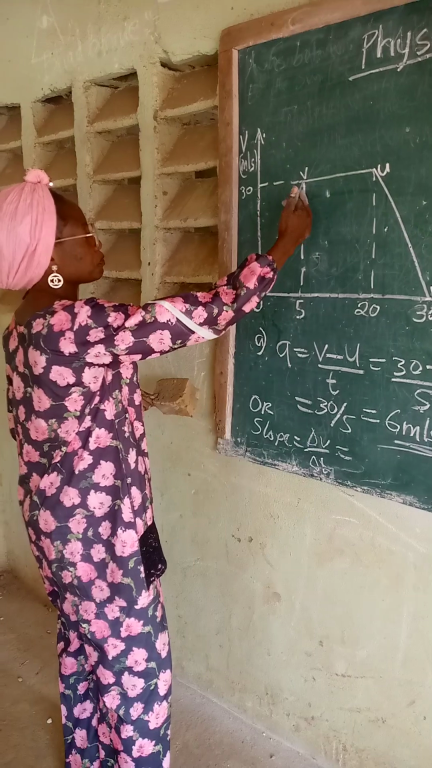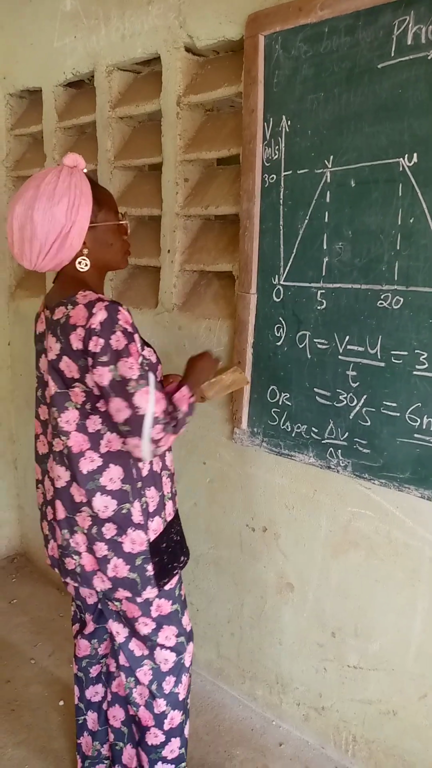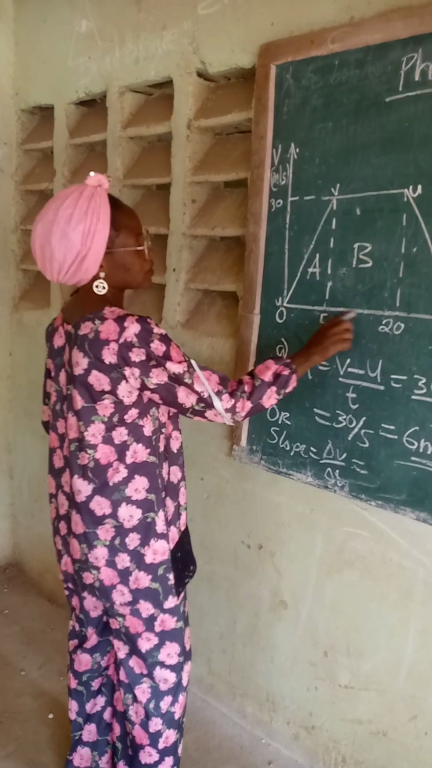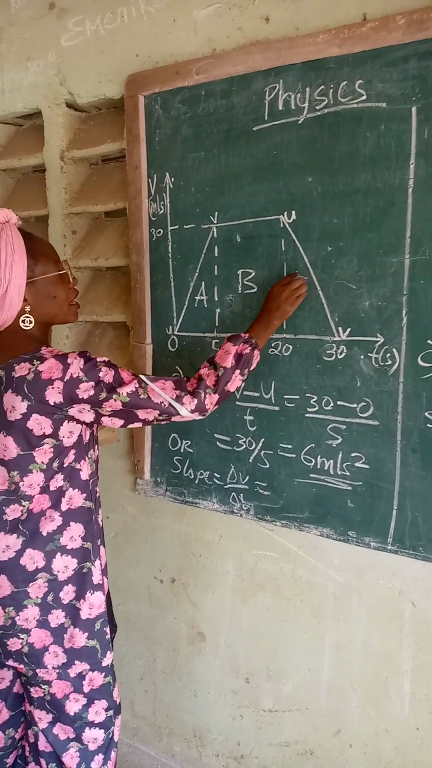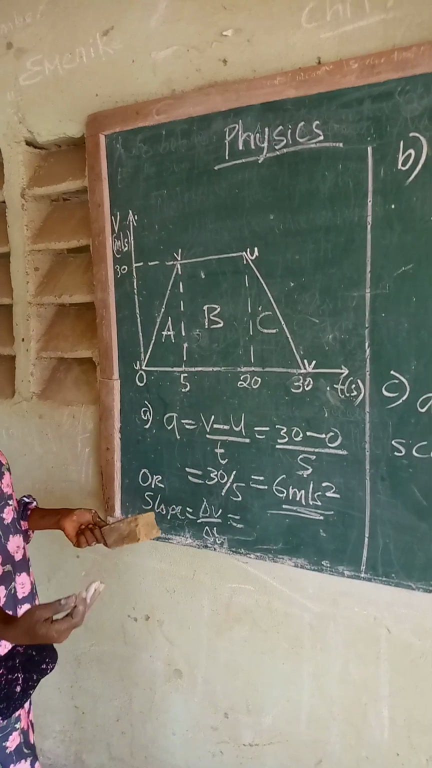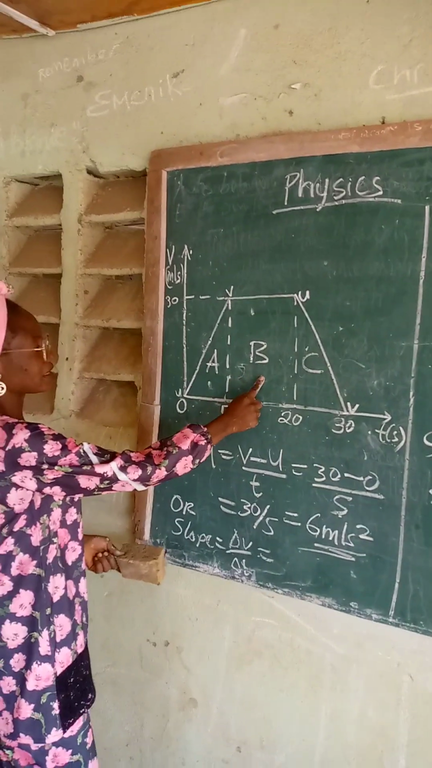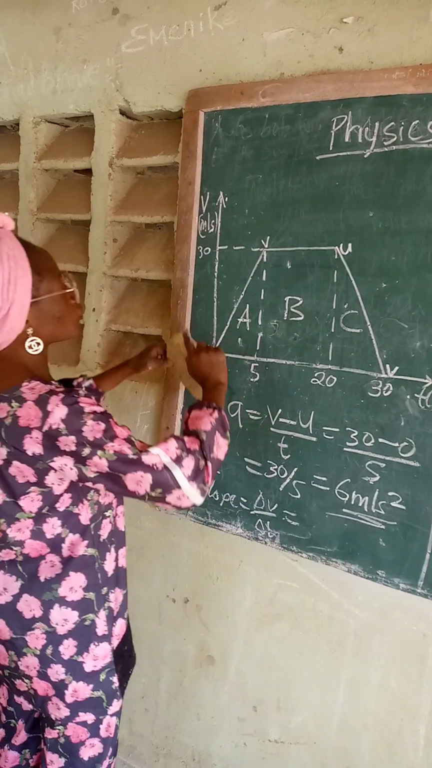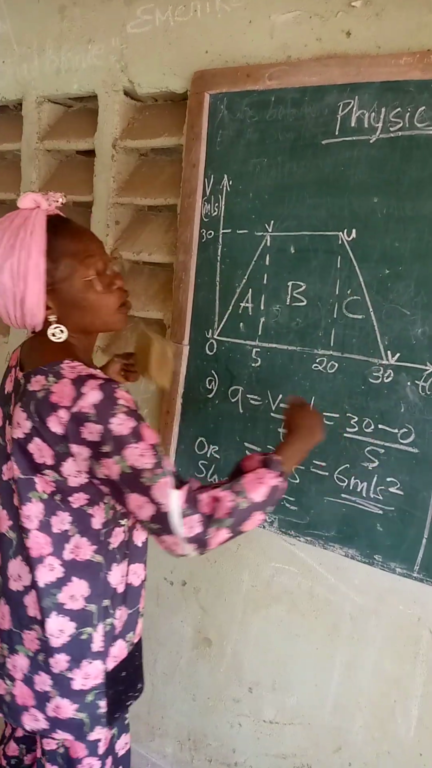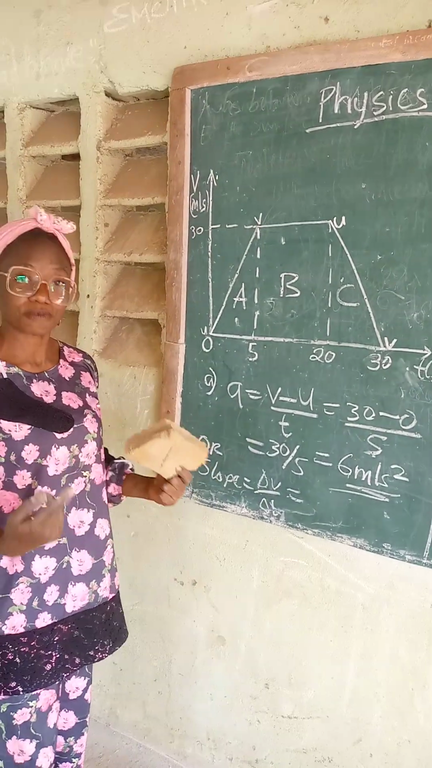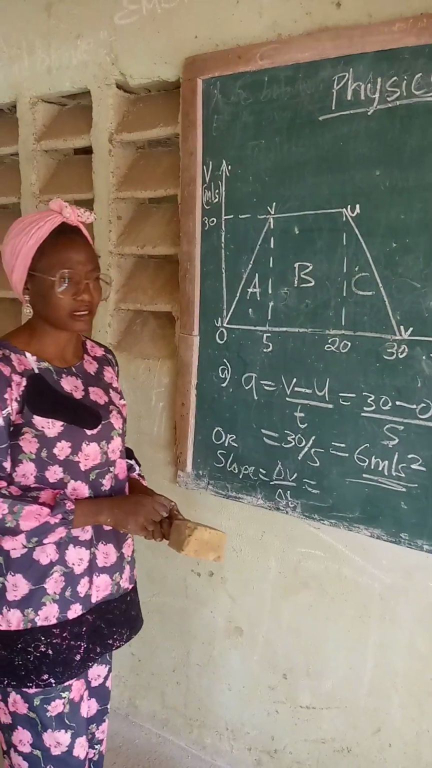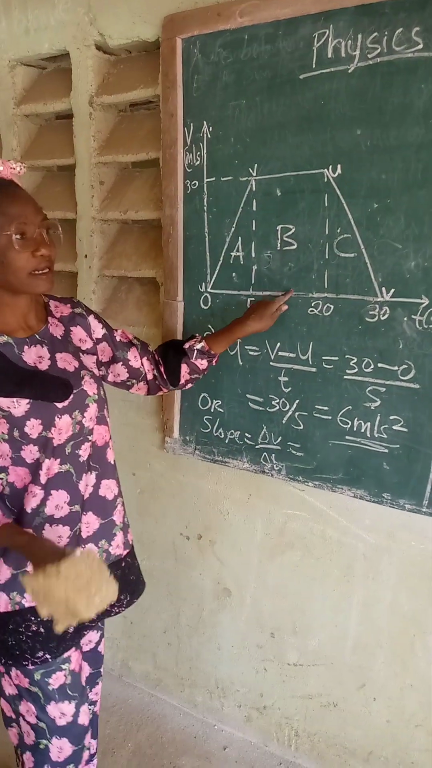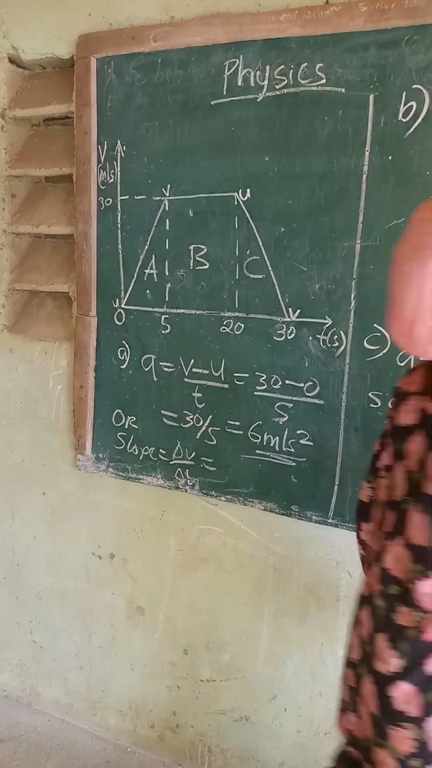If I split this, I have a triangle here, A. We have another one here, B, which I think is a rectangle, and then we have another one, C, another triangle. This area plus this area will give me the total distance covered. But if you want to solve straight, this is a trapezium, so we can use the area of a trapezium to solve. We'll still get the same answer. Let's do this. I will try using this formula, and then I'll use the formula for trapezium to solve.